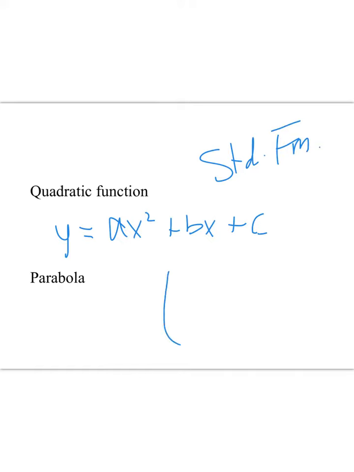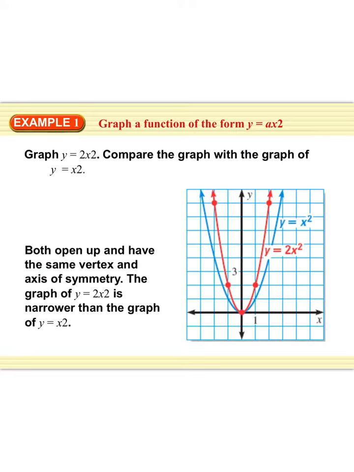The graph is called a parabola once you sketch it. Those are just two terms I wanted to make sure you had in your notes.